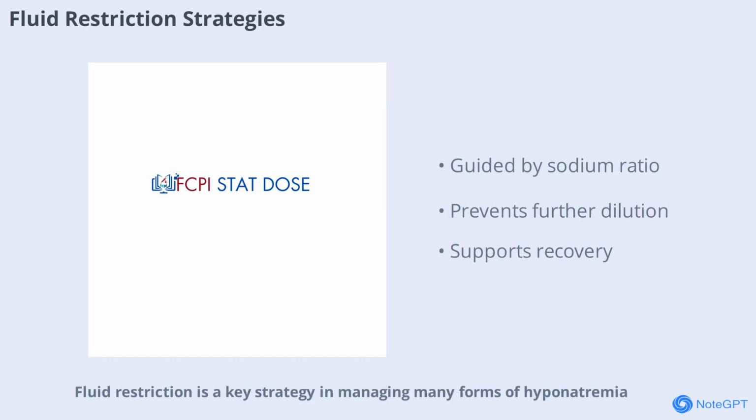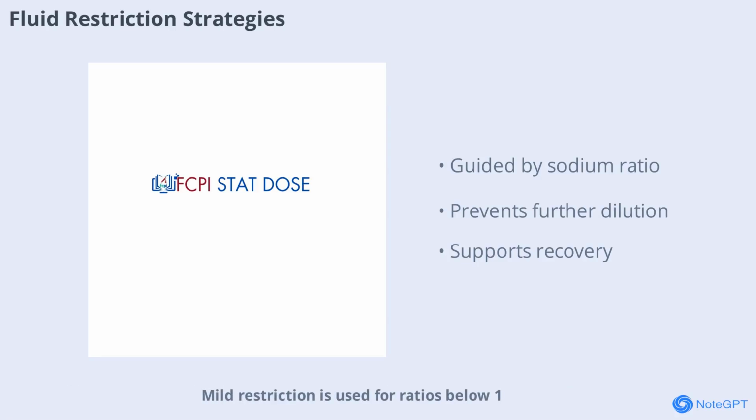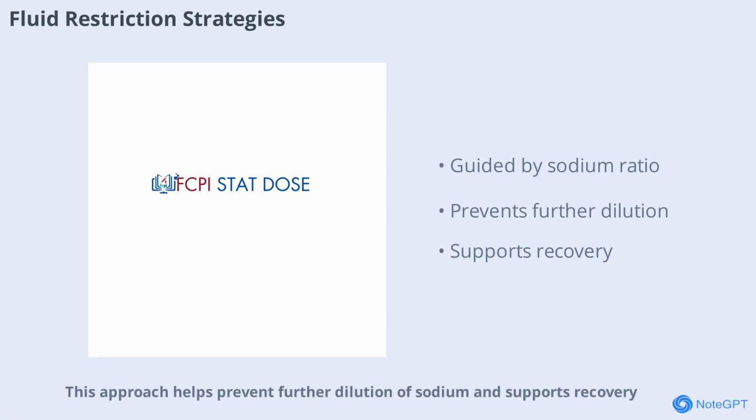Fluid restriction is a key strategy in managing many forms of hyponatremia. The degree of restriction is guided by the urine sodium to serum sodium ratio. Mild restriction is used for ratios below 1, while severe restriction is needed for ratios above 1. This approach helps prevent further dilution of sodium and supports recovery.